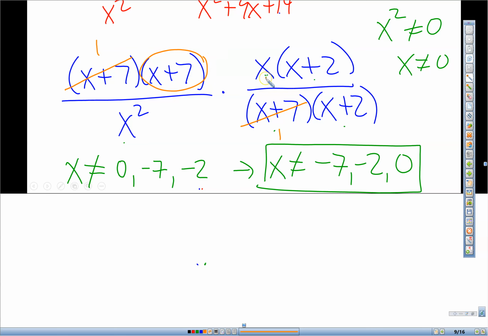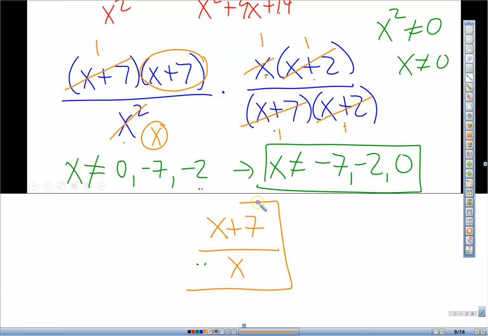Then I have an x here, and I have an x squared over here, both monomial or GCF type factors. And so those reduce, this x becomes 1, and this x squared becomes x. And then I have x plus 2 over x plus 2, both of which would reduce themselves to a ratio of 1. So in my numerator, what I'm left with is x plus 7 times 1, giving me x plus 7. And in my denominator, x times 1, which gives me a denominator of x. And there's my final answer.